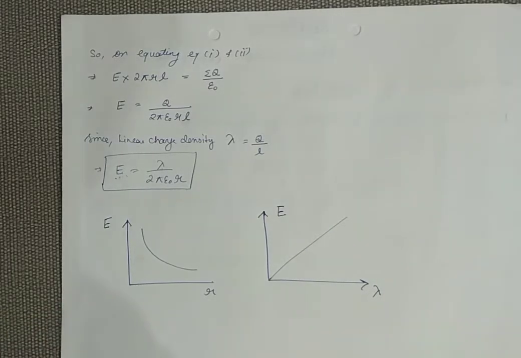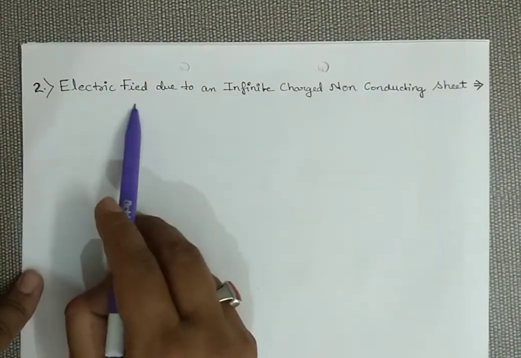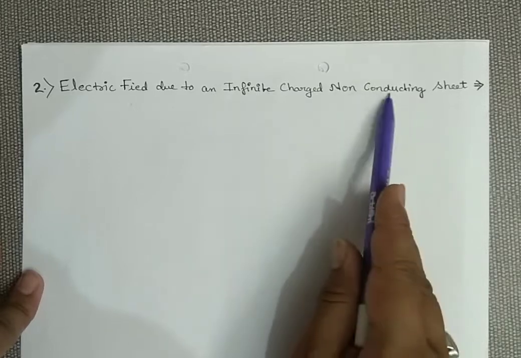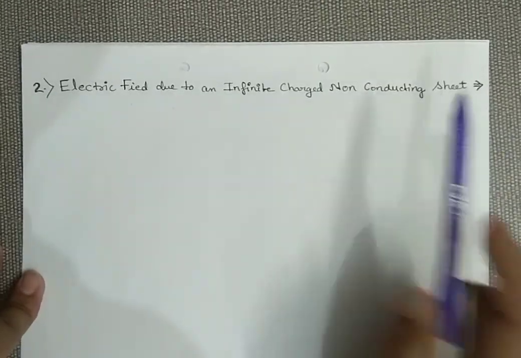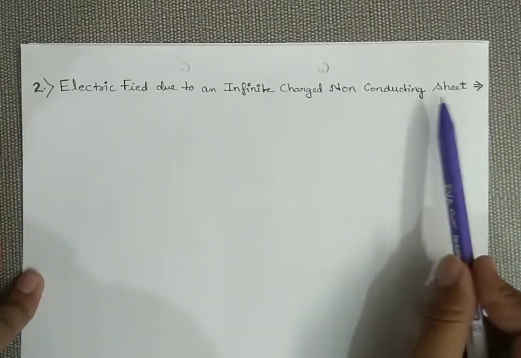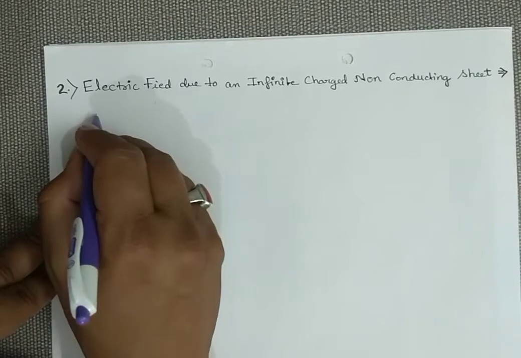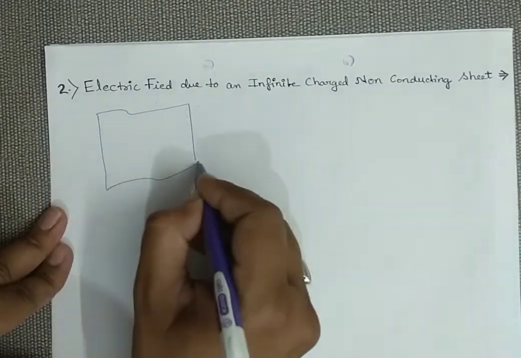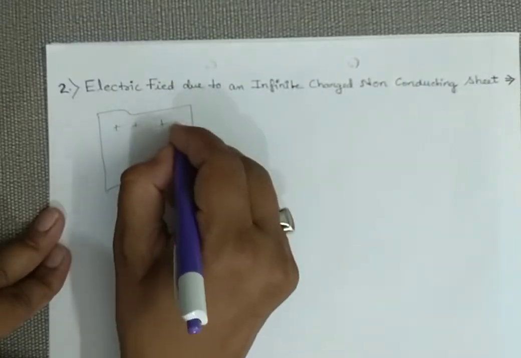So moving to the next application. My second application is again electric field, but this time due to an infinite charged non-conducting sheet. Second application is for non-conducting sheet, and the third application will be for conducting sheet. So let's first deal with the non-conducting sheet. First of all, let us consider a non-conducting sheet. Let the size of the sheet be infinite, and we have given some charge to the sheet.